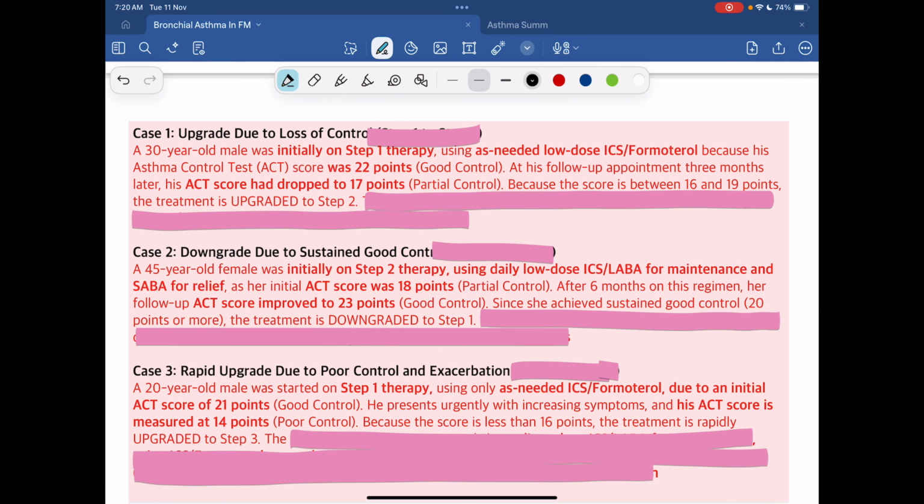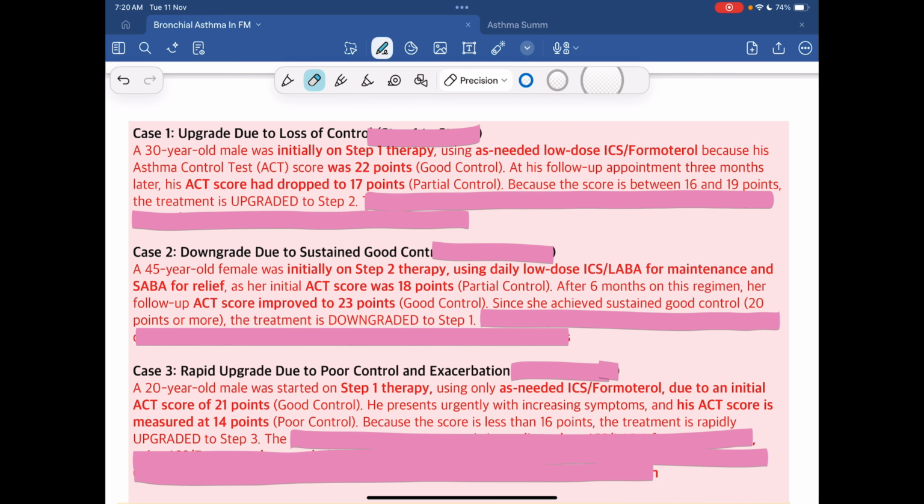Okay. So we have a 30-year-old who was initially on step 1 therapy, using as needed low dose inhaled corticosteroids and formoterol because his ACT was 22 points. At his follow up appointment 3 months later, his ACT score dropped to 17. Because the score is between 16 and 19, he's upgraded to step 2. What is his new regimen?